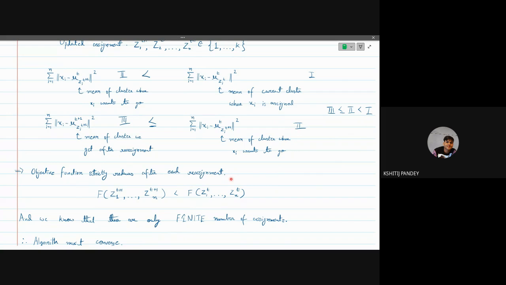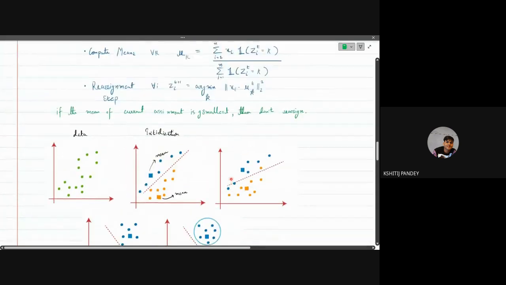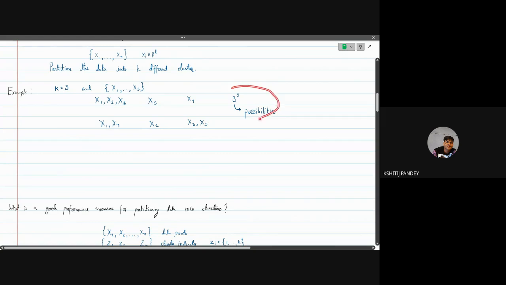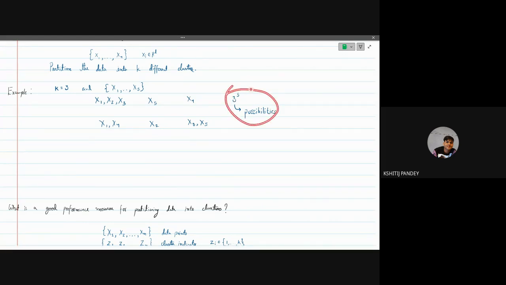We also know that there are only a finite number of assignments. Correct? From our argument here when we took an example, the total number of ways of assignment is finite. It is not infinite.